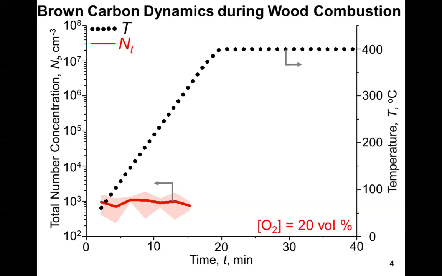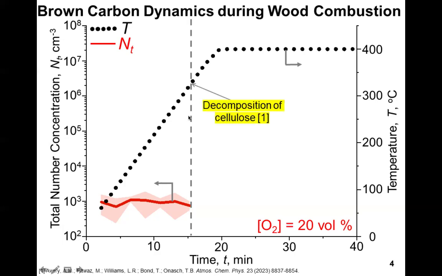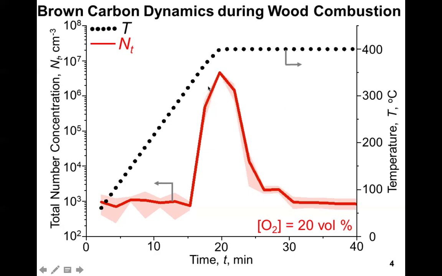At about 15 minutes though, the furnace reaches a temperature of about 300 degrees. So the cellulose that makes up the pinewood powder starts to decompose. So the total number concentration increases by 3 to 4 orders of magnitude within about 5 minutes. Of course, as the residence time increases, the cellulose is gradually consumed and the number concentration of brown carbon decreases. So after 30 minutes from the start of our experiment, the brown carbon emissions stop.